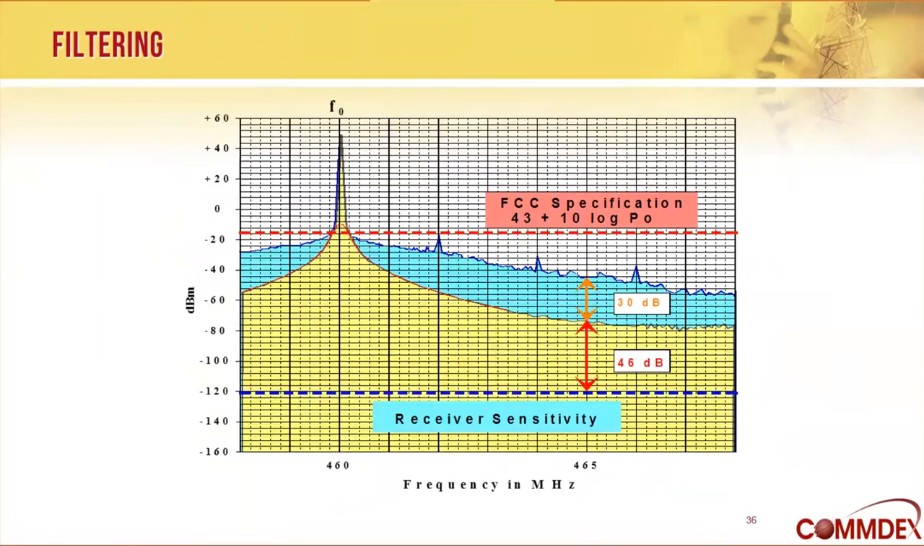So here's back to our original problem where we had 76 dB of isolation that we needed, and overlaid on the blue curve is the yellow curve, which is a bandpass filter curve, and it gave us 30 dB of isolation 5 megahertz from the transmitter. So at 5 megahertz, it knocked it down 30 dB, which is great, but it's not the whole solution.